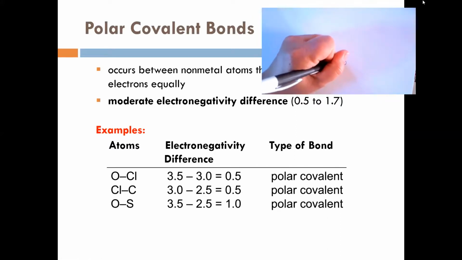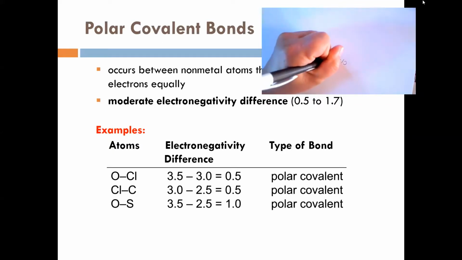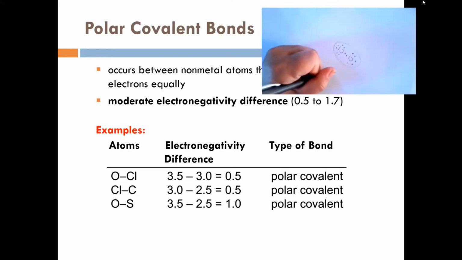So for equal shares, let's look at chlorine bonded to chlorine. Here are the electrons. The atoms are about the same size, and the electron cloud is about the same size around each one. If I have water, here is water. Right now, I have a very unequal share.